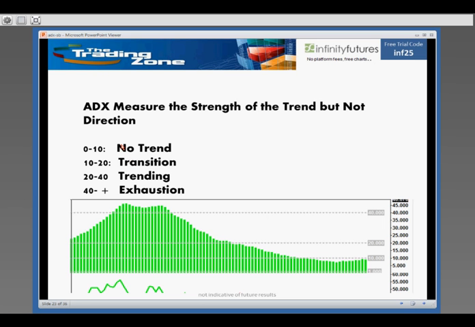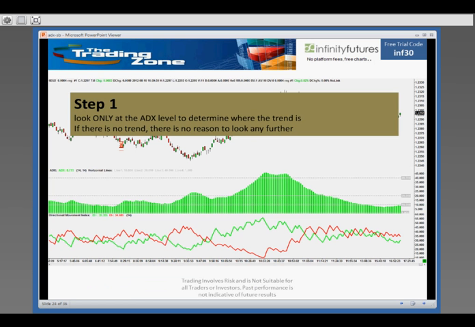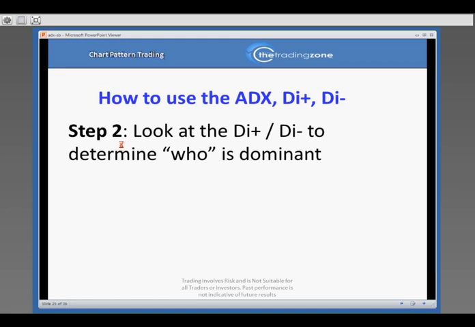40 plus, we've run into exhaustion. The market has run its course, and now we are looking for it to exhaust and turn on itself. All right, so those are the important numbers, 10, 20s, and 40s. So that's step 1. We only want to concern ourselves with the trend. Let's go to step 2.